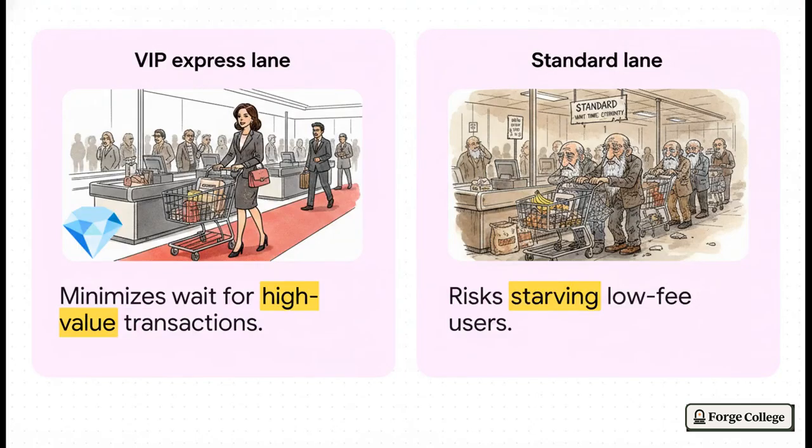Next up is fee priority. This is your VIP express lane, where the highest bidder essentially gets to cut right to the front. This is awesome because it minimizes the wait time for high-value transactions, which is obviously great for revenue. But here's the catch. It severely risks starving low-fee users. If you implement this, you absolutely must use an aging policy. That means slowly increasing the priority of older transactions over time, because otherwise, the folks standing in line with cheap, low-fee items might literally be stuck there forever while the VIPs just keep cutting in front of them.